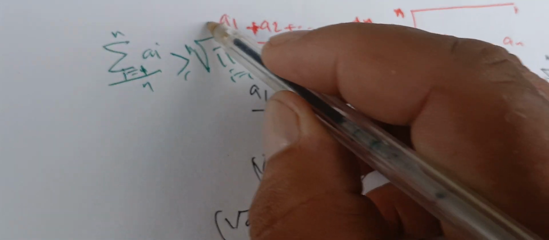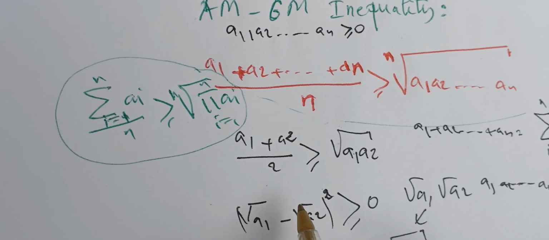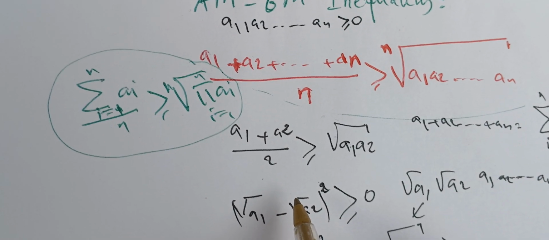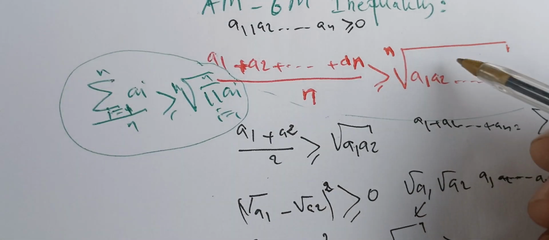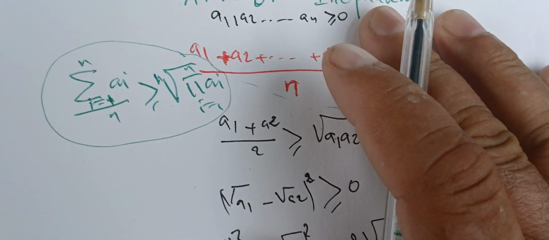So this is a compact way of writing the AM-GM inequality. Next, we're going to prove it, and I think that's what we're going to do next.